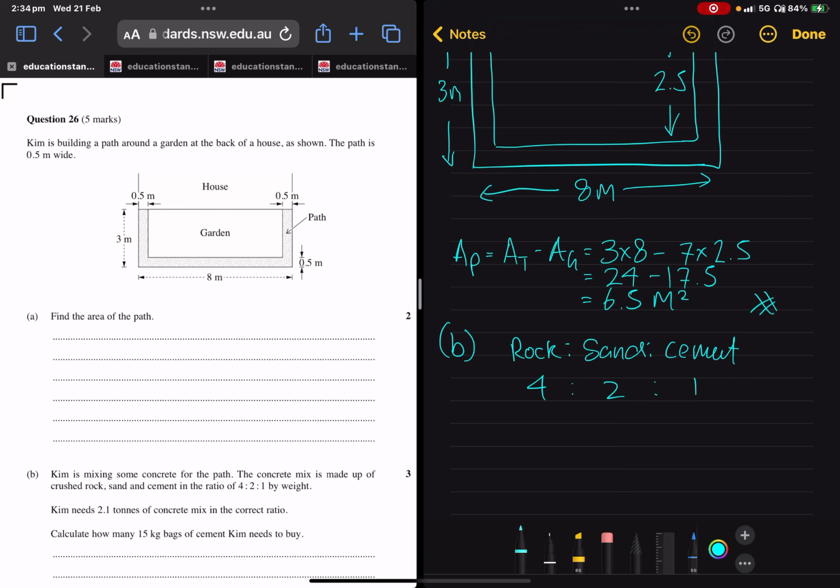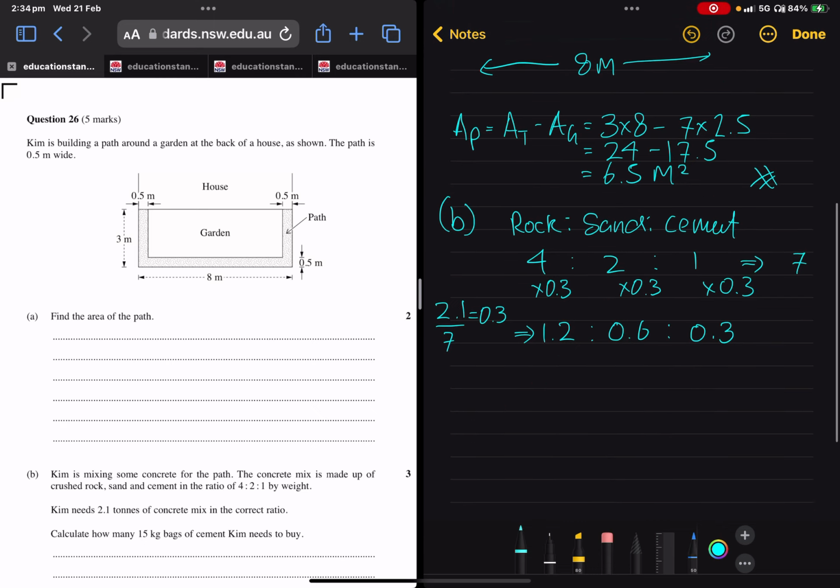Okay, so we need this entire mix to be 2.1 tons. So we are going to add these together. So adding these, 4 plus 2 is 6 plus 1 is 7. We have 2.1, the total number of tons, divided by 7. This is 0.3. We have to multiply each of these by 0.3. And this will tell us, in terms of number of tons, how many tons of each component we'll need to make up 2.1 tons in total. 4 times 0.3 is 1.2. 2 times 0.3 is 0.6. 1 times 0.3 is 0.3.